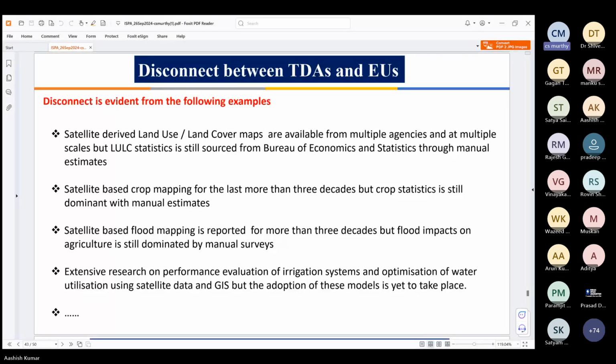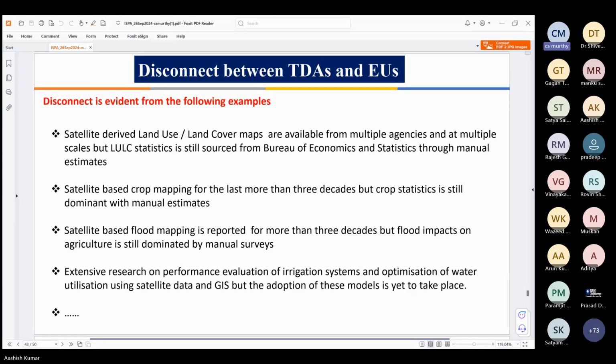I think you all agree with these facts. The satellite-based land use land cover maps are available from multiple agencies at multiple scales. But still in the country today, the LULC statistics is mostly sourced from BES, Bureau of Economics and Statistics, which prepares this data through manual estimates or manual surveys, what you call patwari-based assessments. So although LULC is a fundamental and proven application of remote sensing, practiced for many years, we are still depending only on the BES data for LULC.